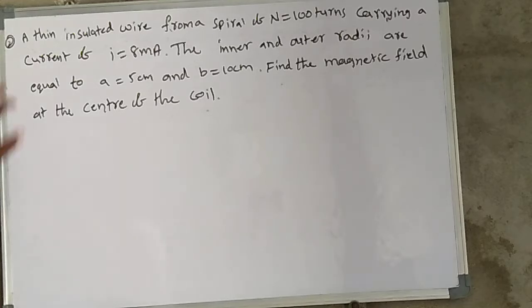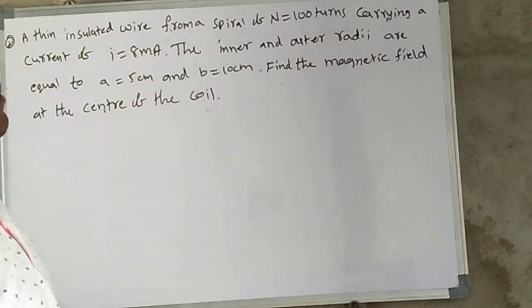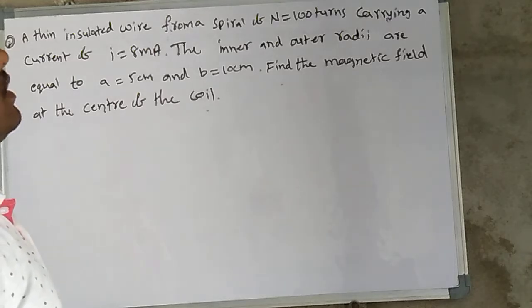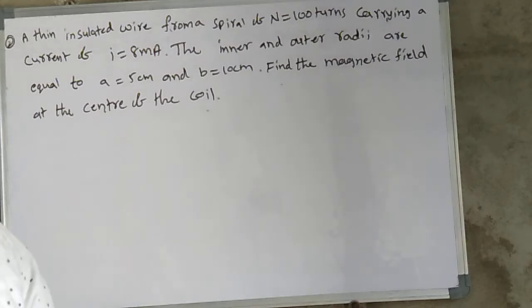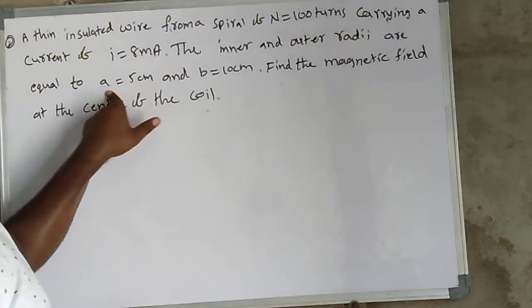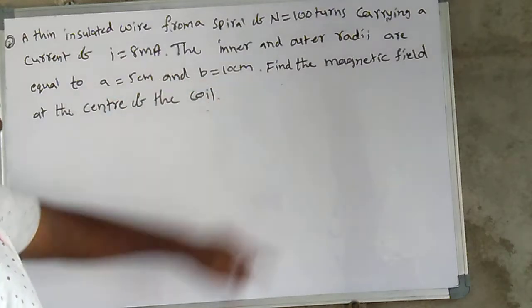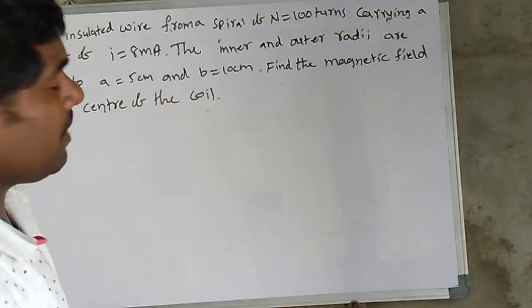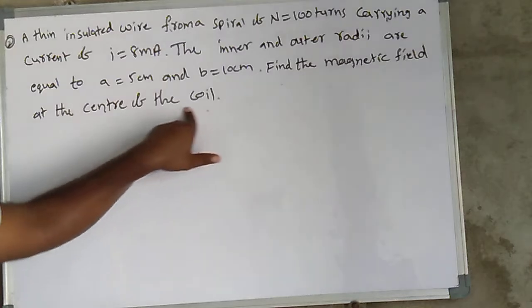Another important problem: a thin insulated wire forms a spiral of capital N is equal to 100 turns carrying a current of I is equal to 8 milliampere. The inner radius is 5 cm, outer radius 10 cm. Find the magnetic field or magnetic induction at the center of the coil.